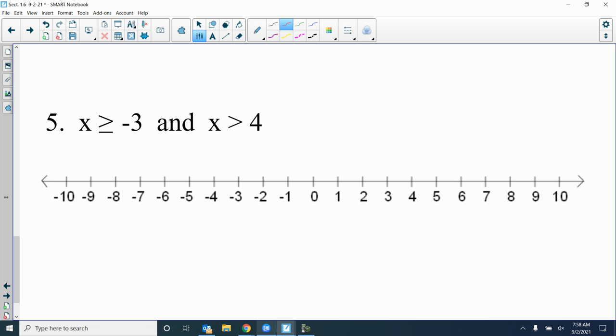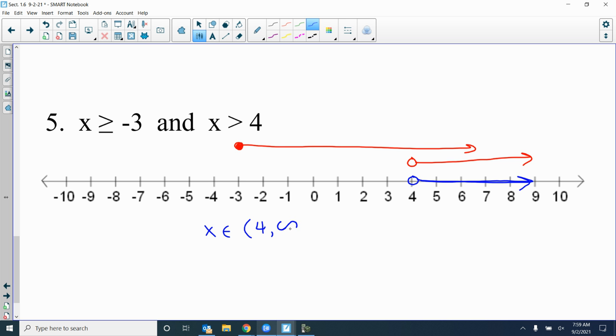So when I'm looking at this one, I have greater than or equal to -3, solid dot. Shade to the right. Greater than 4, open dot to the right. Since it's the word and, it has to work for both of them. That means it has to occur where both of those lines are. So it's going to start at 4, final answer. We'll start at 4, hollow dot, graph to the right, make sure you have an arrow on it. So it's going to be x exists in the interval from 4 to infinity.